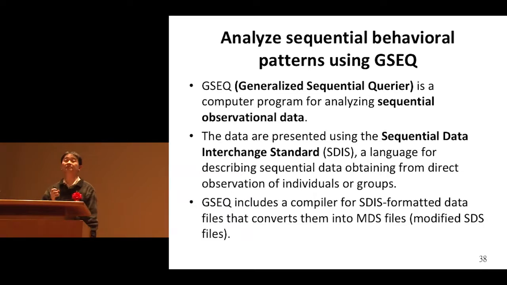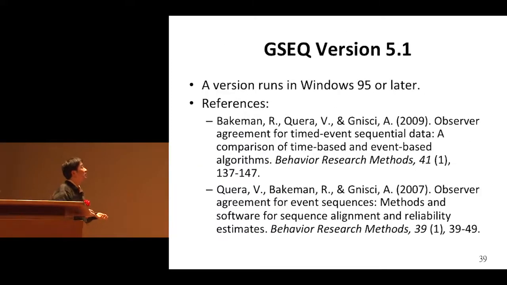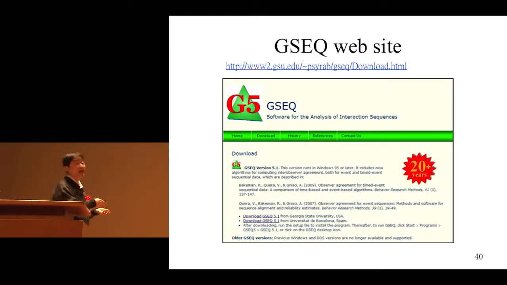And how can we do the analysis? Of course, we did not count the number of occurrences of each behavior manually. We use GSEQ. It's a sequential behavior pattern analysis software. It's open software, now at version 5.1. You can download this software from this website. It's open for everyone, so we can download it. This is a very simple, small program.